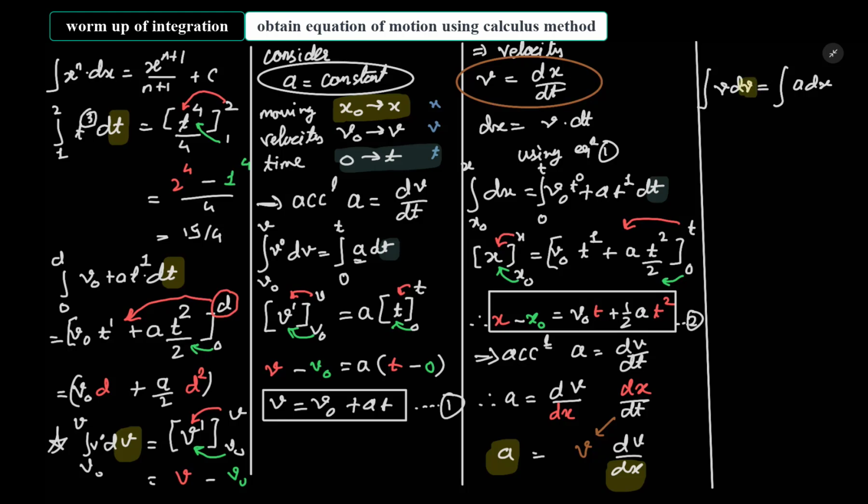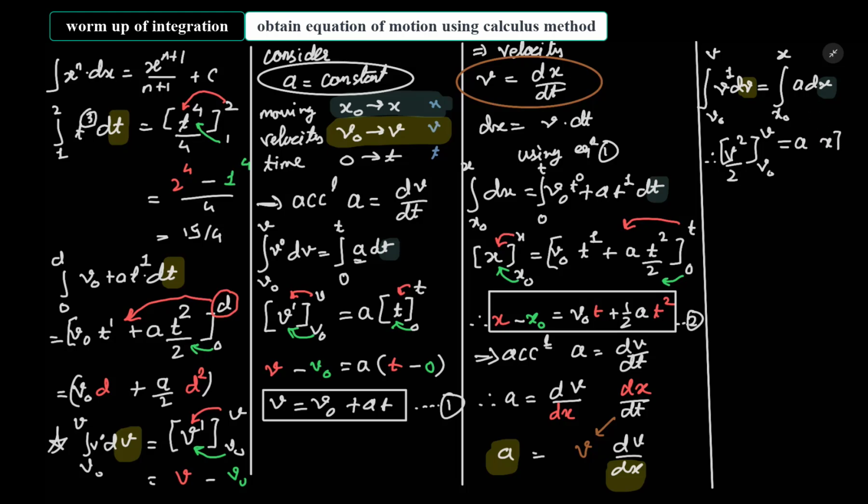On the left hand side, your variable is v. So we have to take the limit of v, which is v0 to v. Now on the right hand side, your variable is x. So we have to take its limit, which is x0 to x. On the left hand side, we have 1 power of v, so its integration will be v square by 2. Limit is from v0 to v. And on the right hand side, acceleration is constant. We have to integrate with respect to x, so that will be x. Limit is from x0 to x.